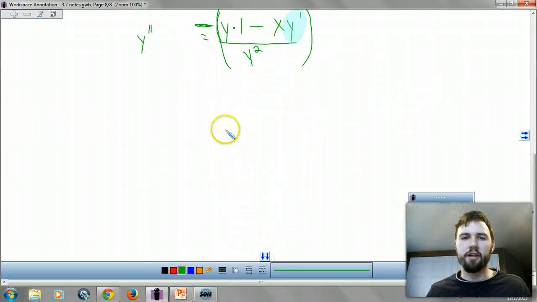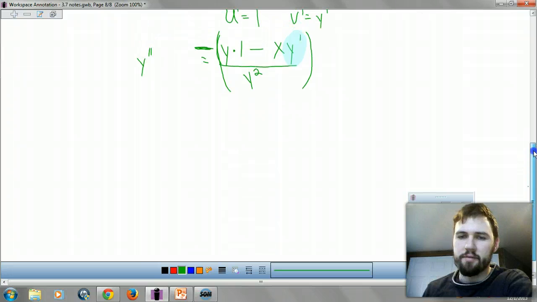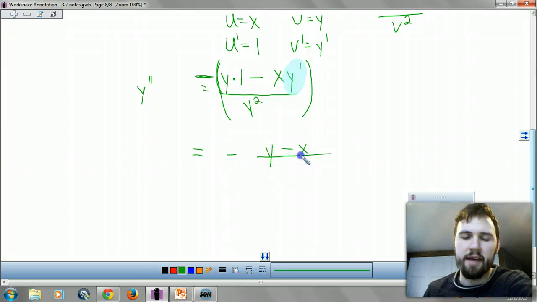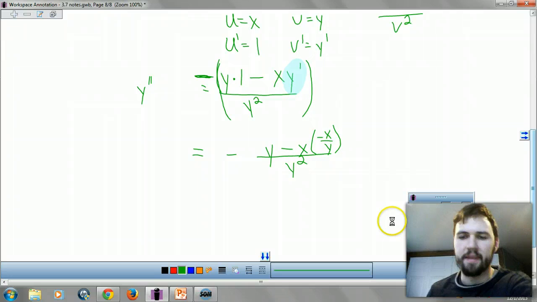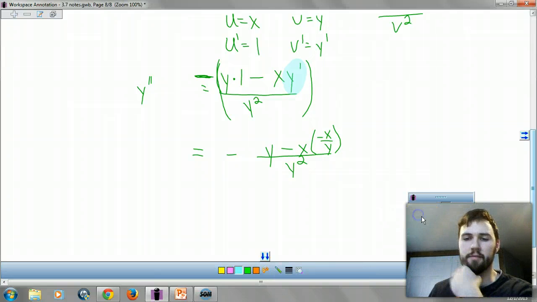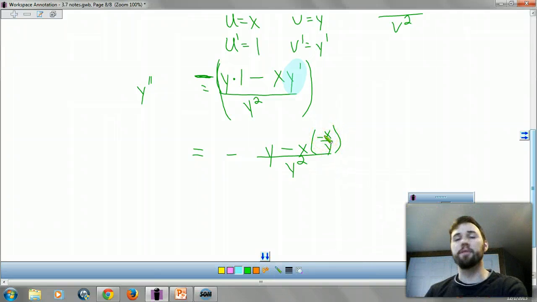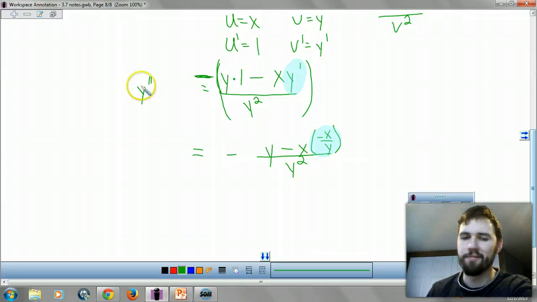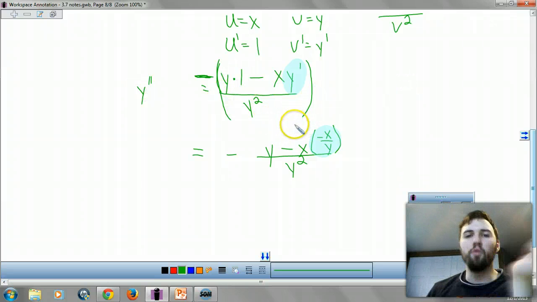So actually, this is equal to negative, y minus x times negative x over y, all over the bottom squared. Again, because y prime is equal to negative x over y. Because you can't write a derivative in terms of other derivatives. Okay? This is no bueno. It's no good. But wait!